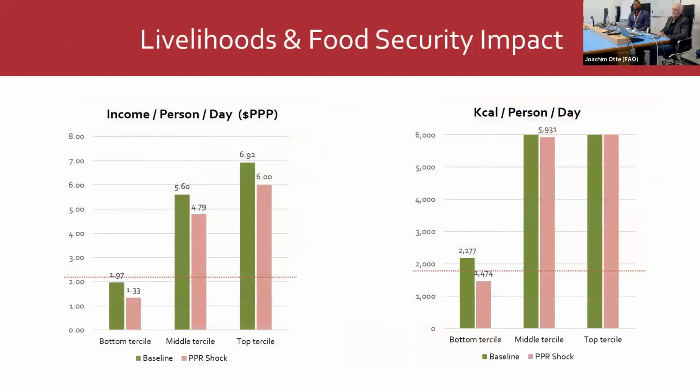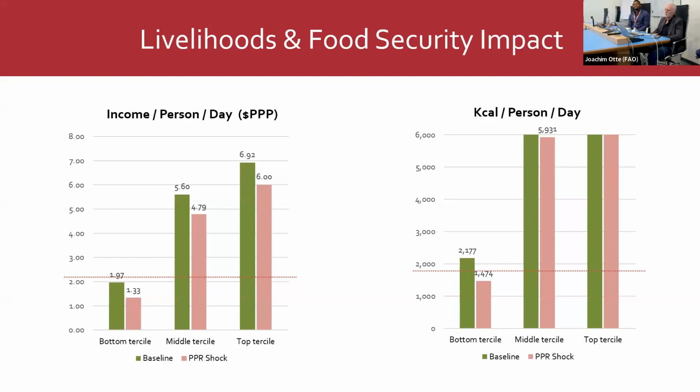Now, drawing on livelihoods information from, let's say this is Somalia now, where households have been divided into terciles, so the bottom tercile, the middle, and the high. You can then translate the herd loss into what it means in income per person per day. So you see it goes down from 1.97 to 1.3.